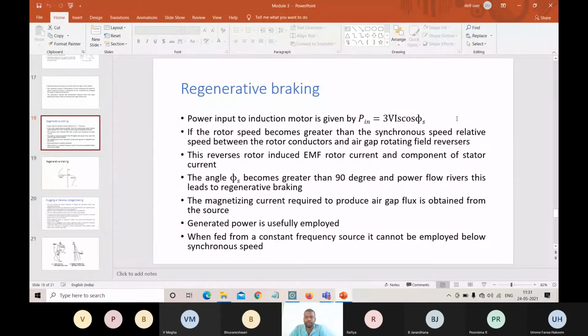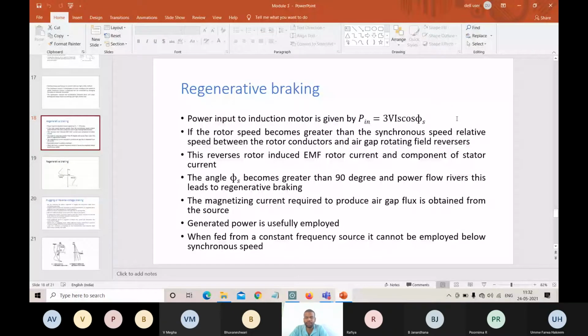So why do we need to go for starting? At the time of starting, what happens? The induction motor may draw a high amount of current and a high amount of torque. So in order to protect our machine from this high current, torque or voltage, we need to start smoothly. So for that purpose, we go for starting. We have seen different methods of starting, and today we are going to study braking.